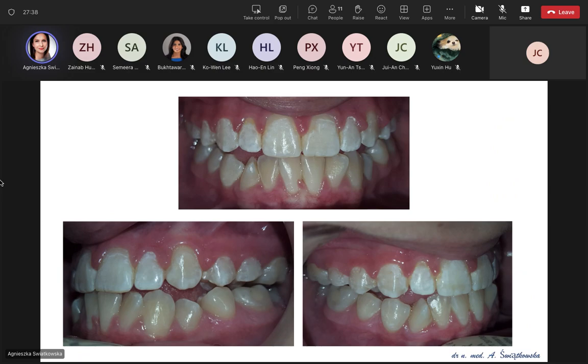That's why I don't put the braces in lower arch. She will need correction and operation when she finishes 18 years old. Of course, it will be her decision. If she decides on orthodontic treatment, she will need once again treatment in both arches with fixed appliances with braces.